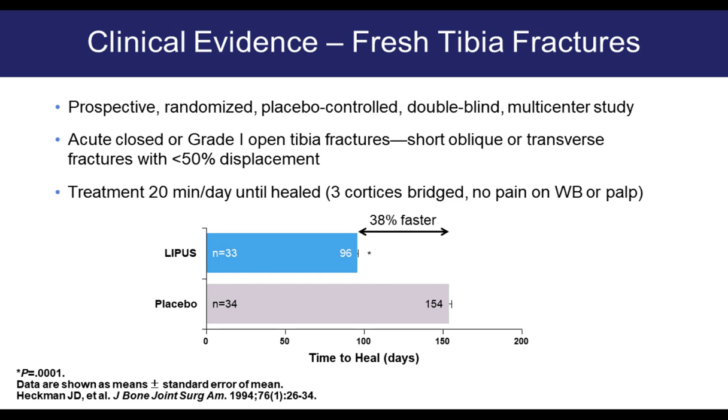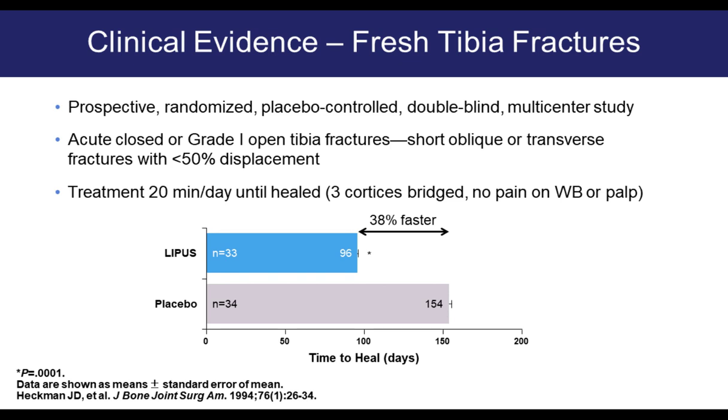And I think it's important to remember when you look at the number of days here and compare it to our next study, but it's 154 days for the placebo-controlled tibias to heal, and that's what we would expect, probably 5 months or so for a tibia to heal. In the group, the 33 patients that received LIPUS, you can see they healed at 96 days. That was an acceleration of 38% in these tibia fractures.